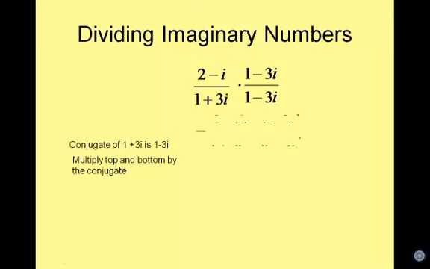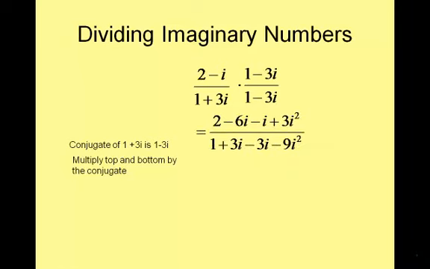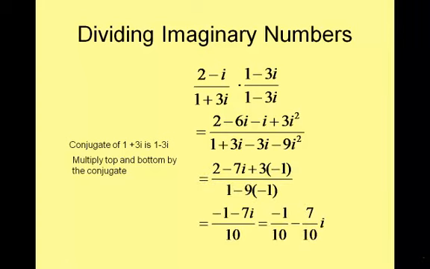So when you do that, remember you have to FOIL. If you FOIL the bottom, you get 1 times 1 first. The outside terms, 1 times -3i. Inside terms, 3i times 1, so you get +3i. And then the last terms, which is going to be -9i squared. That's your denominator. The top, you get 2 minus 6i minus i plus 3i squared. Now if you add your like terms in the middle, -6i minus i gives you -7i, and in the denominator, the i cancels out, 3i minus 3i gives you 0.